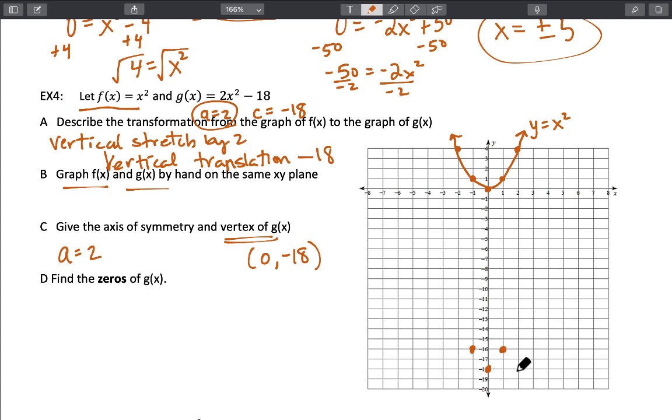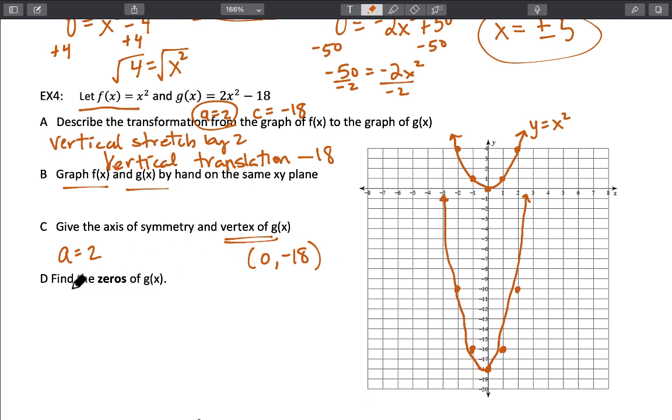And I'm going to do one more set here. I got another point. If I go to the right 2 and up 4, that means it's got to be stretched to the right 2 and up 8. So that's going to put me right here at (2, negative 10). Reflect that point over. And there we go. All right, so I have enough points now to graph my parabola. Let's see if I can get this thing. Yeah, it's kind of hard to do with this pen, but you get the idea.